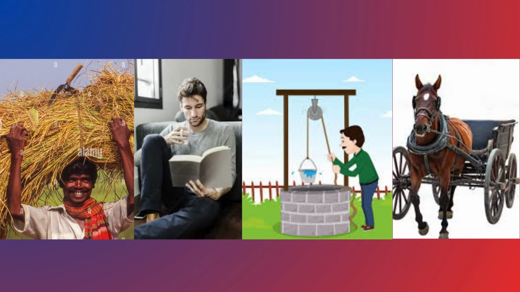Another example is a horse pulling a cart. Is he doing work? The answer is yes. In science, he is doing work because when the horse pulls a cart, he applies a force on the cart. At the same time, the cart moves, so displacement is produced, and the angle between force and displacement is not 90 degrees because the horse pulls the cart in the forward direction and the cart also moves in the forward direction. That means applied force and displacement are in the same direction, so work is done.